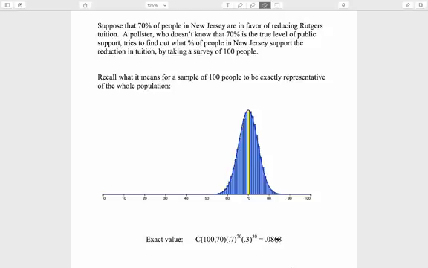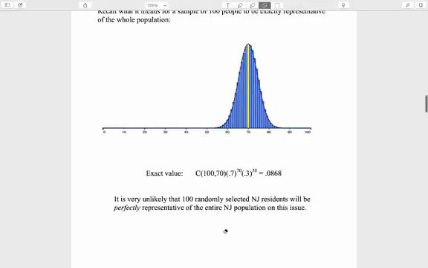There is a less than 9% chance that if you survey 100 people, the 100 people you happen to ask will be exactly representative of the larger population. That's a pretty small chance. It is very unlikely that 100 randomly selected New Jersey residents will be perfectly representative of the entire New Jersey population on this issue. In practice, we therefore allow some margin of error.